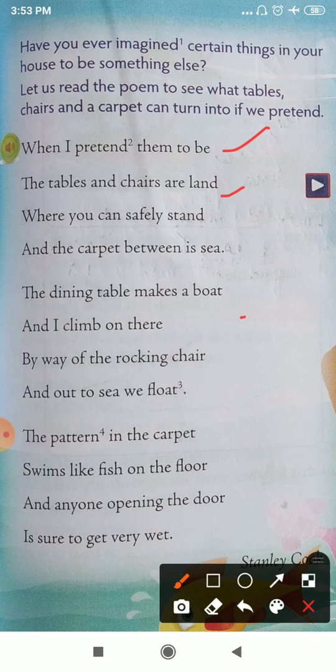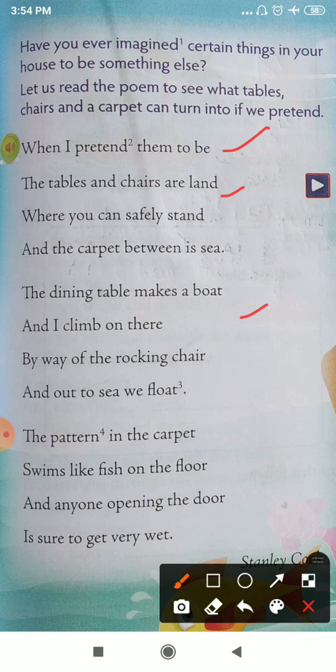Now, second stanza. The dining table makes a boat, and I climb on there by way of the rocking chair, and out to sea we float. In this stanza, the dining table turns into a boat in his imagination, where he can climb on using a rocking chair. Why does he use a rocking chair to climb on the boat? He uses a rocking chair because he is small in height as compared to the dining table. He stepped on the rocking chair first and then he climbed on the boat.